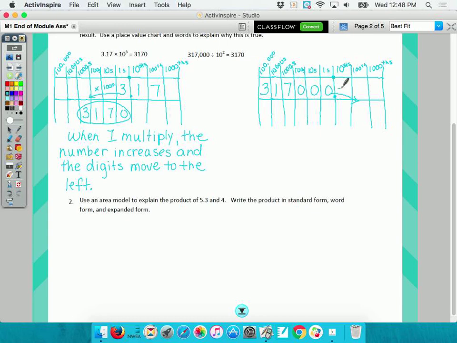And Jose says divided by 100. So I'm going to move all the digits over two place values. And sure enough, got the same answer that I had on the first one. Now pretty much the only thing I'm going to do is change these words right here. On the other one, when I divide, the number, what? Decreases. And that's correct. The digits move to the right.